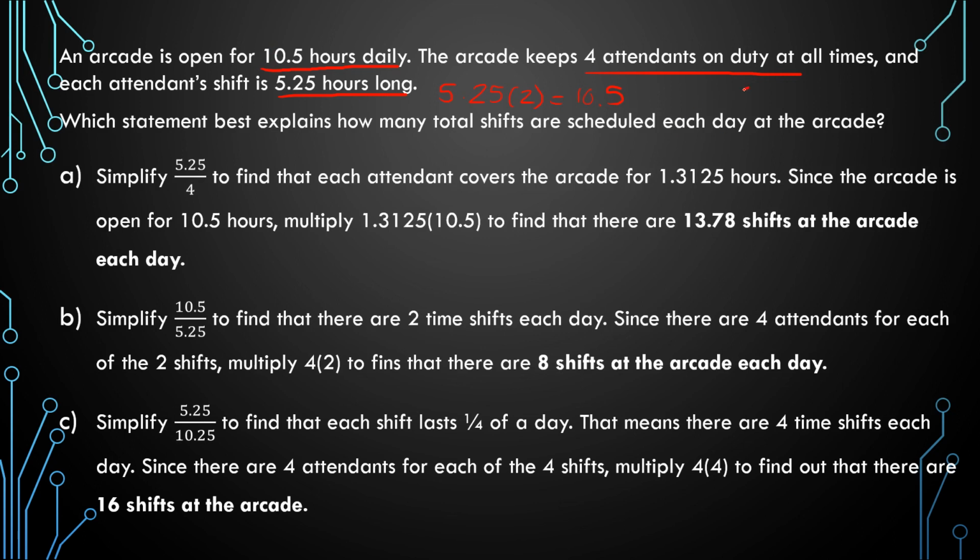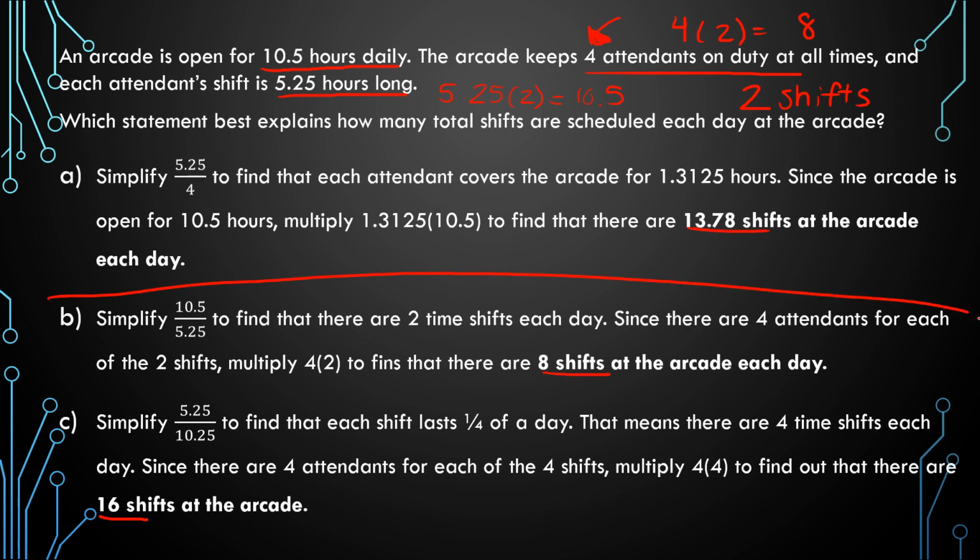So if there are 2 shifts at the arcade and 4 people on duty at all times, if I take that 4 and multiply it by 2, that tells me I'm going to have 8 attendants all day. So if I look through these answer choices, this one says 16, 8, and 13.78. So this answer right here is the one I want to choose with this 10.5 over 5.25 because that is how many attendants are needed at the arcade each day.